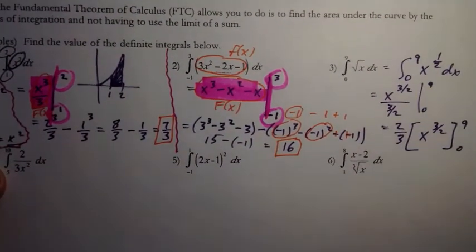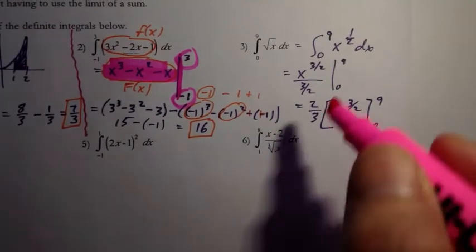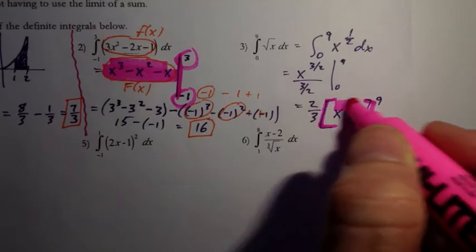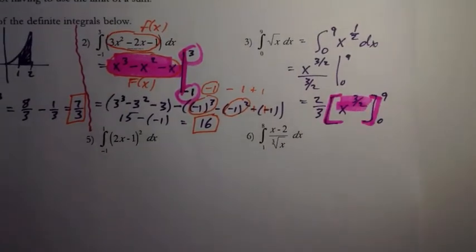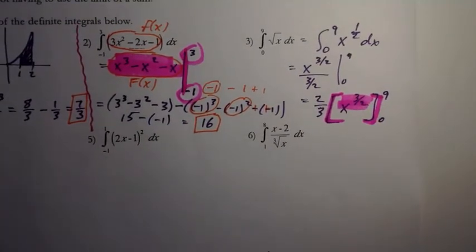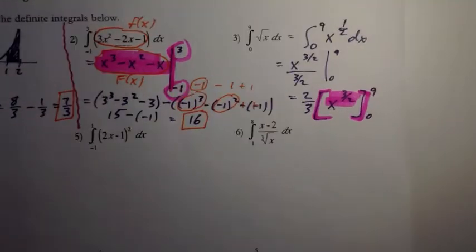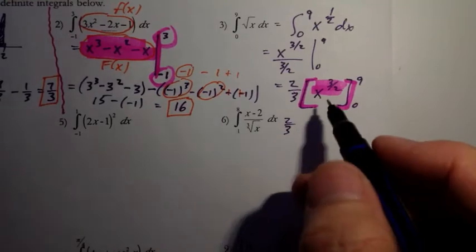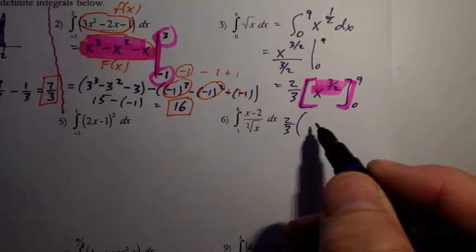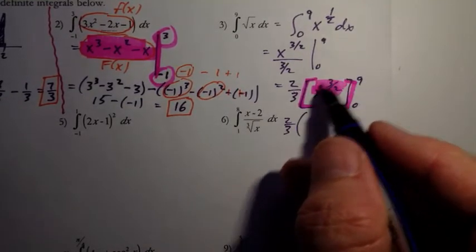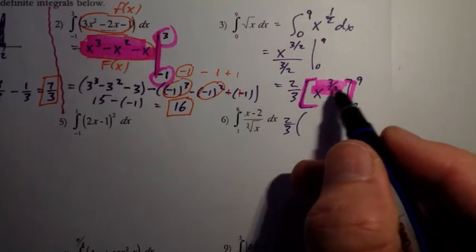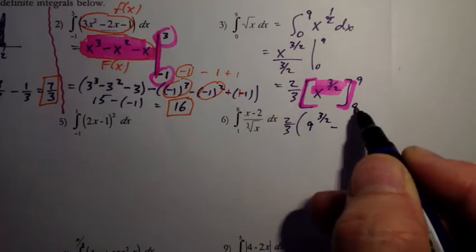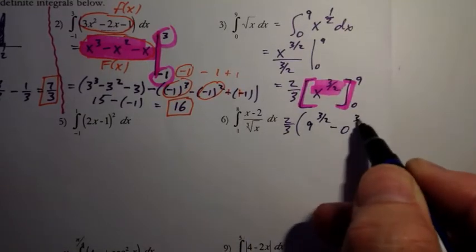Okay. And then over here, though, we have this constant out in front, so we're going to bracket our antiderivative and then evaluate it at the upper and lower limits of integration, and then follow that by multiplying through by the 2/3. So we'll keep the 2/3 out in front while we do the rest of this. The 2/3 out in front, and then this stuff here means we're going to substitute 9 for x. We get 9 to the 3/2 minus 0 to the 3/2. So that's kind of nice when we have a 0 there.